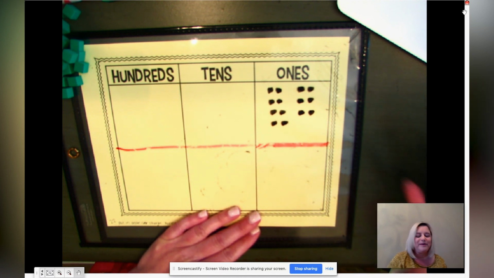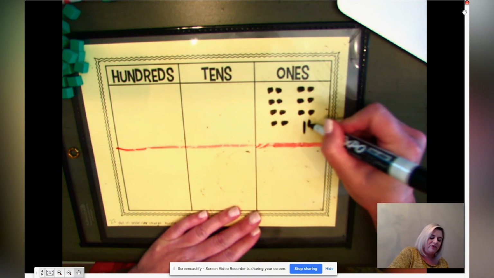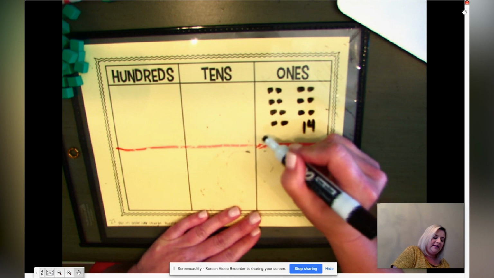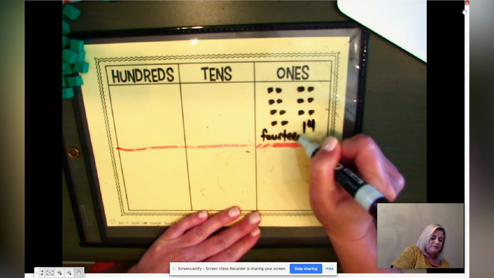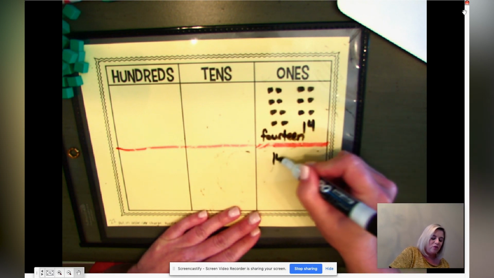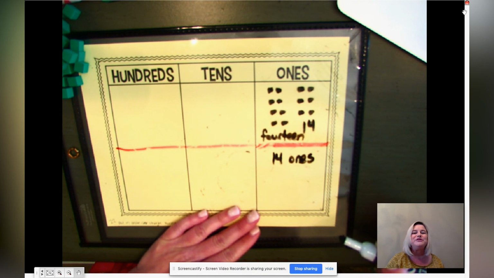Right, the next step, let's write the different ways. So we can write the number 14. We can write it in word form. And we can write 14 ones. You all are so smart. I'm so proud of you.